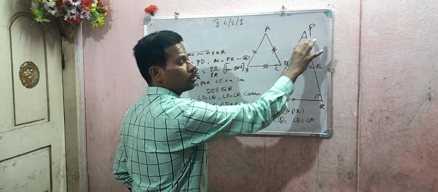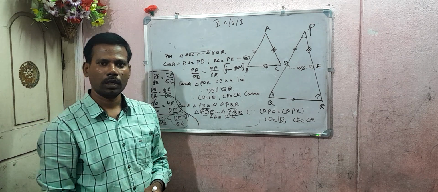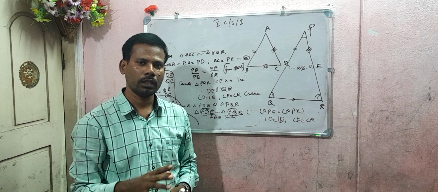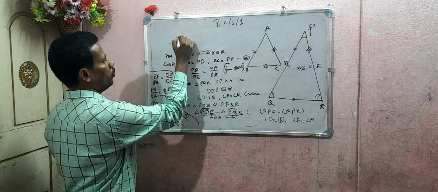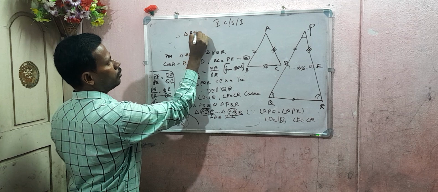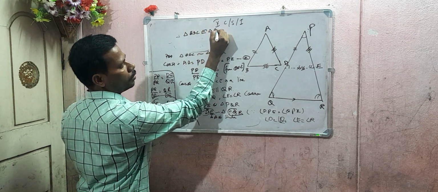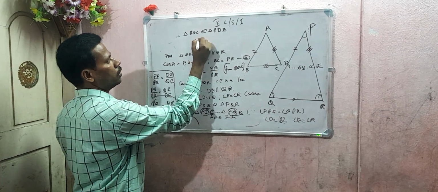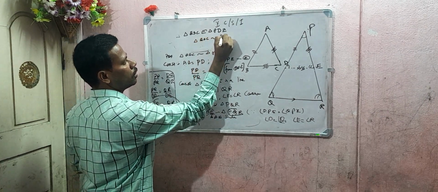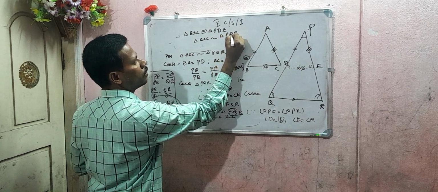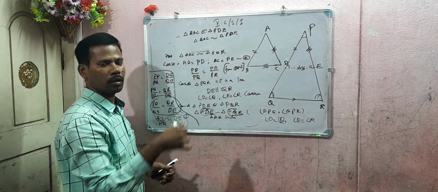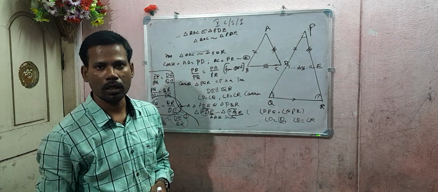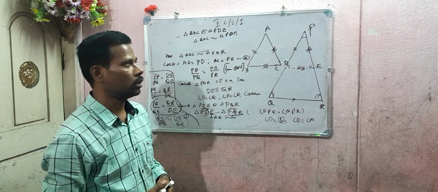This triangle is congruent to this triangle. Why? Because in 7th class what you have learned, if the sides of one triangle are respectively equal to the sides of another triangle, then the two triangles are congruent. Therefore, triangle ABC is congruent to triangle PDE. Congruency means obviously it will be similar. Congruent triangles are always similar triangles, but similar triangles are not always congruent.